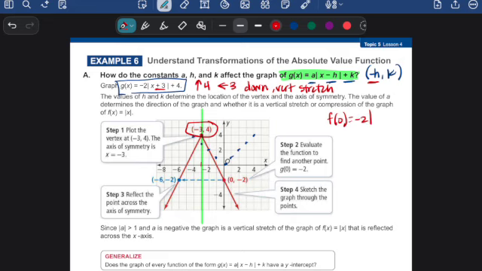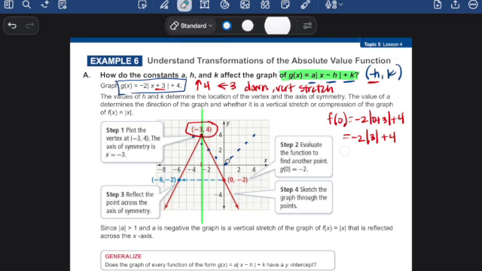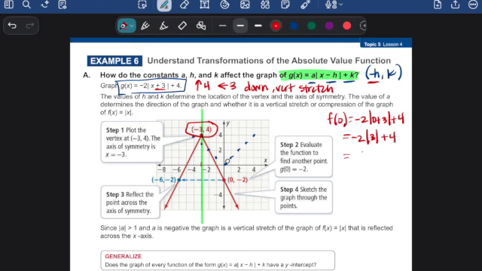Negative 2 times the output of, the absolute value of 0 plus 3 plus 4. Negative 2 times the absolute value of 3 plus 4. The absolute value of 3 is 3. So negative 2 times 3 is negative 6 plus 4. My output is going to be at negative 2. So when my input is 0, I have a second point. My output would be at negative 2. Plot that point. All I did was pick a value for my input. That's pretty easy. I often do 0 or negative 1. And I plot that point.